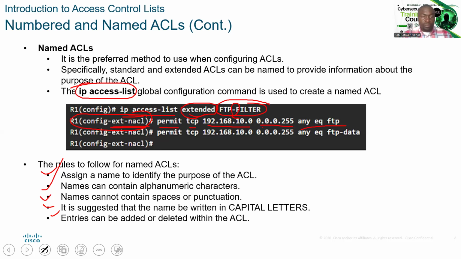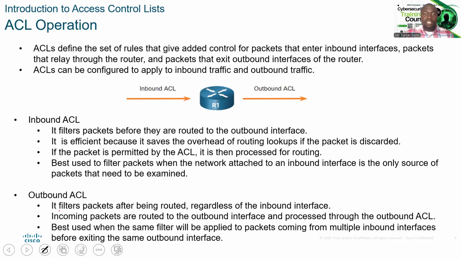So that is for name. You see, we have looked at standard access lists and extended, and we have looked at named access lists and numbered. All right. Now let's look at the operation, how the access list works.